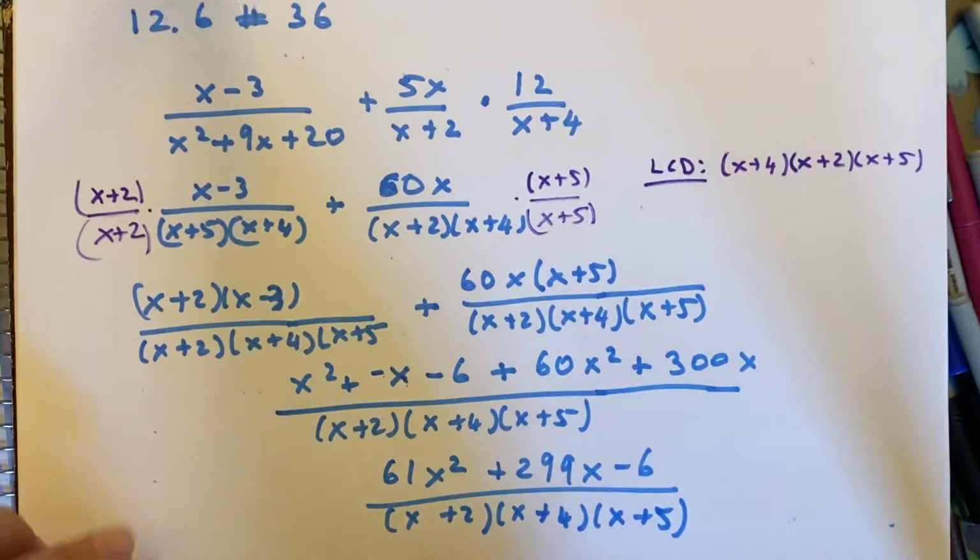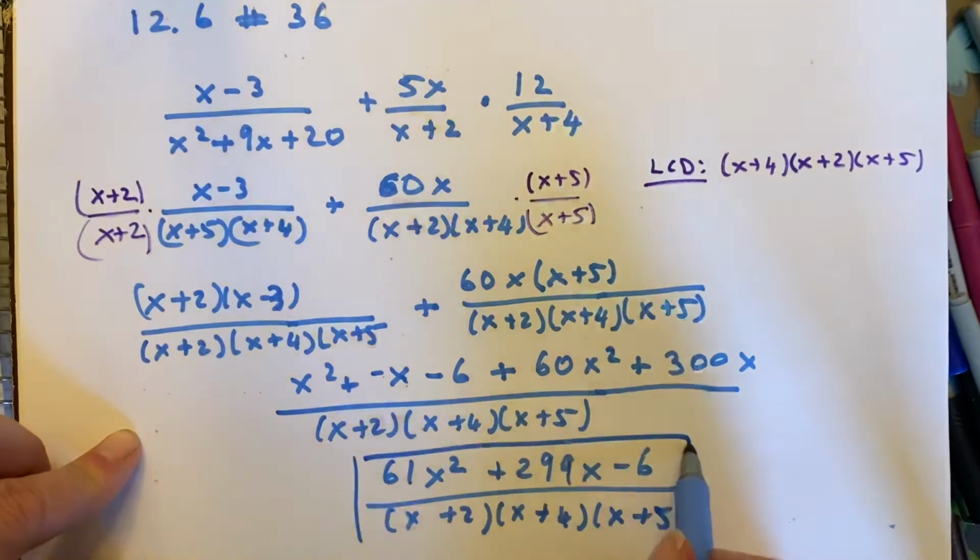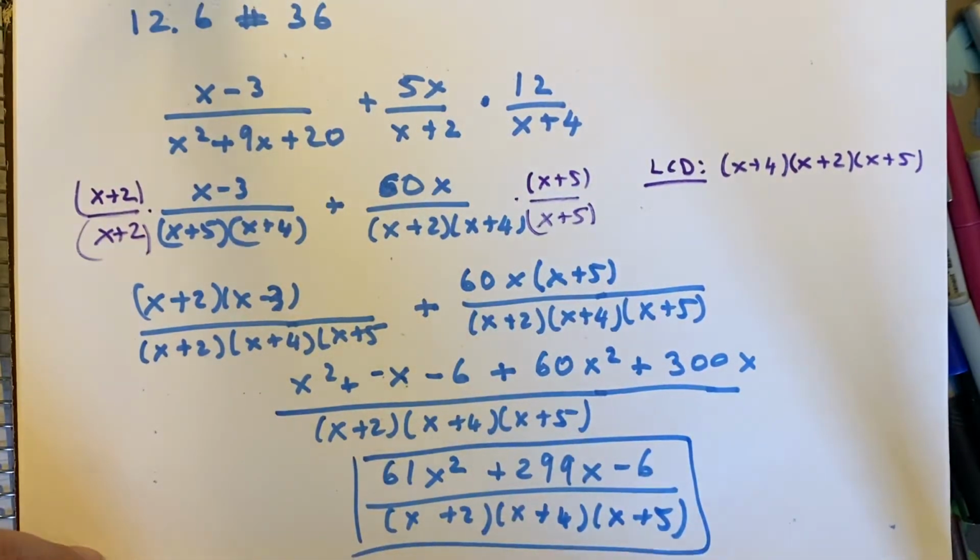All right, so that is 12.6, number 36, and there is one more that you asked me to do that I will finish, and then I will load this and you can look at it later. And that was number 32. And I believe this was a rate problem.